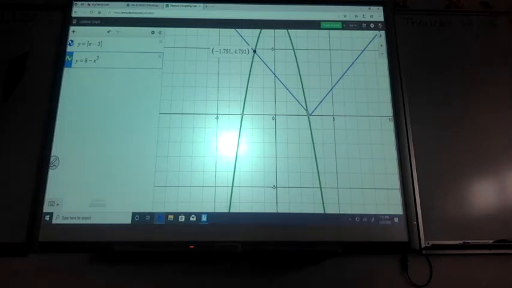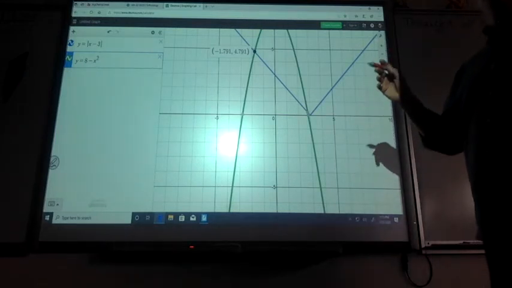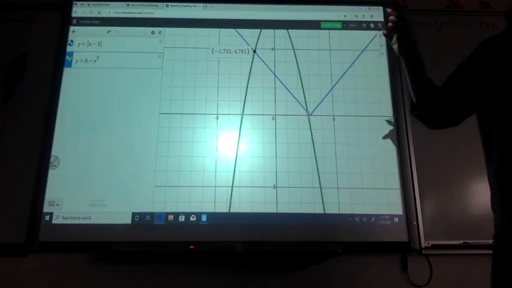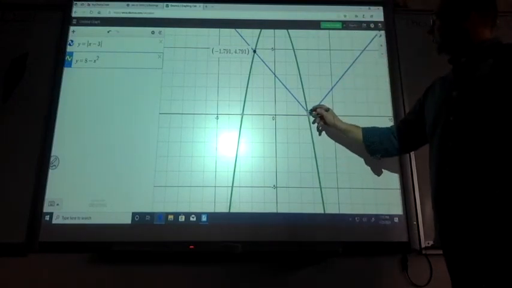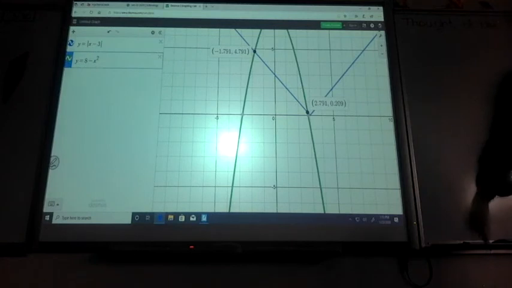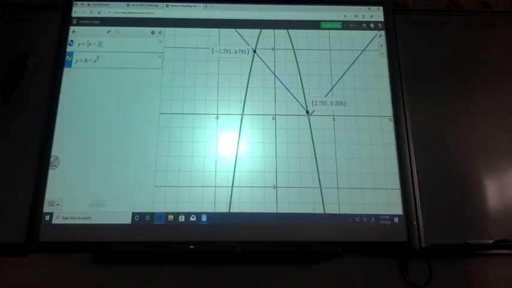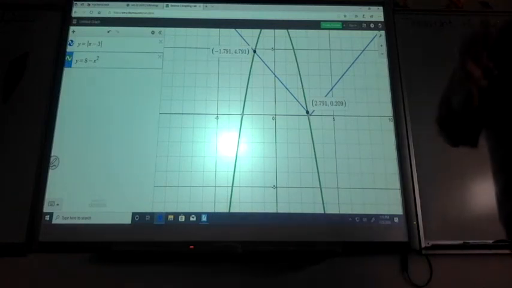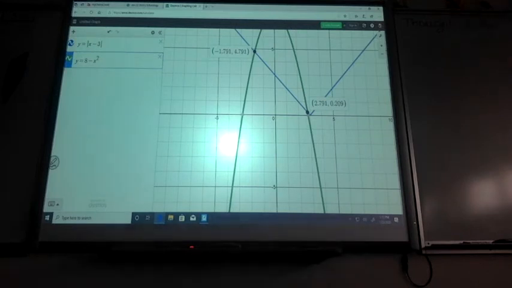There's only x values in the problem, but I chose to use Desmos, so I chose to graph each side. And then this is my other answer here. What answer do I write down for that? 2.791. So please be aware. My friends, I will tell you, I'm going to be sneaky on this one, and I'll tell you right here in advance.